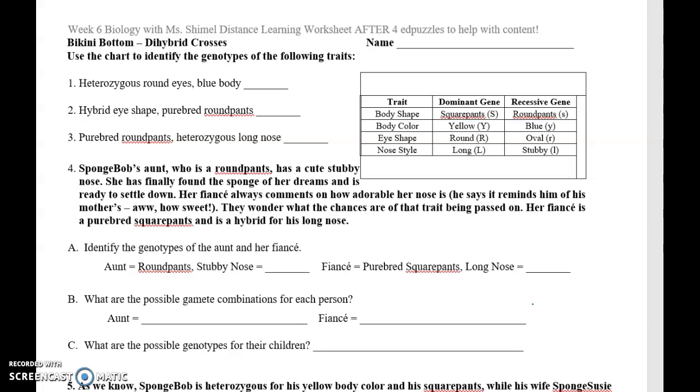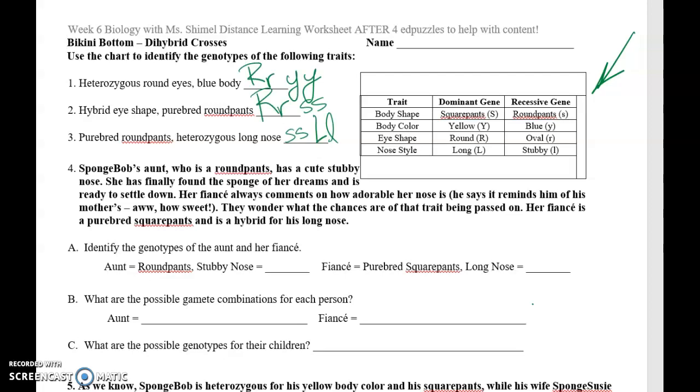Heterozygous for round eyes would be a capital and a lowercase letter, or 2 different alphabet letters. In this case, we're just talking about classical Mendelian genetics. So for 1, 2, and 3, we're just going to use the chart over here to get our answers. Remember, on a dihybrid cross, you're looking at 2 traits at the same time.